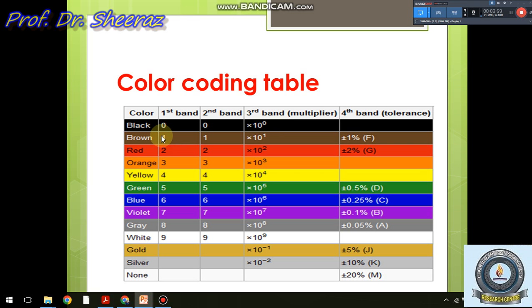So if I see a combination of brown, black, it will be 1, 0, multiply by, and if it is red, multiply by 10 power 2. So it is 1000. That is how we calculate. In the case of the fourth line, if it is brown, plus minus 1% tolerance; if it is red, plus minus 2%. Normally they are in the form of silver and gold. Silver is plus minus 10% and gold is plus minus 5%. If it has no color, no fourth line, then the tolerance will be plus minus 20%.